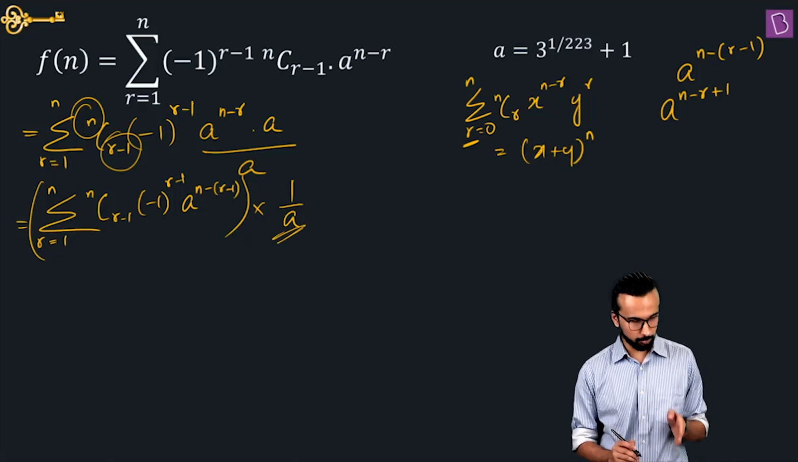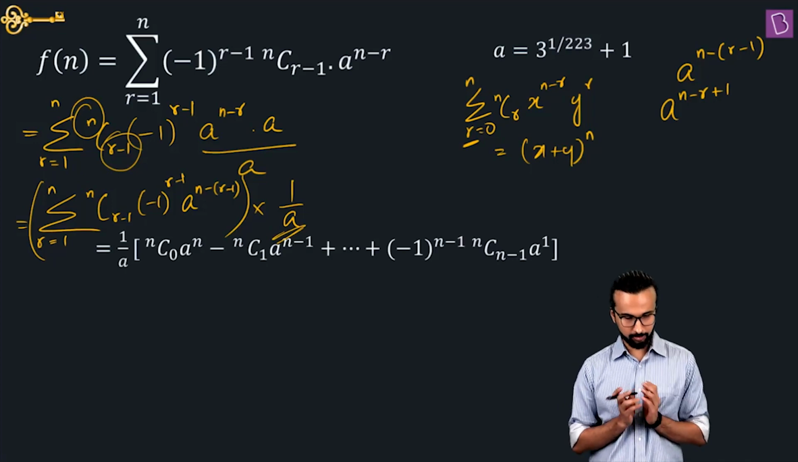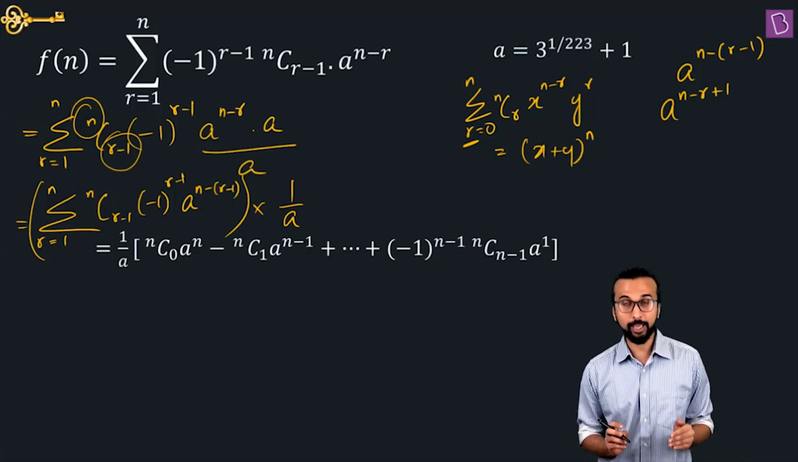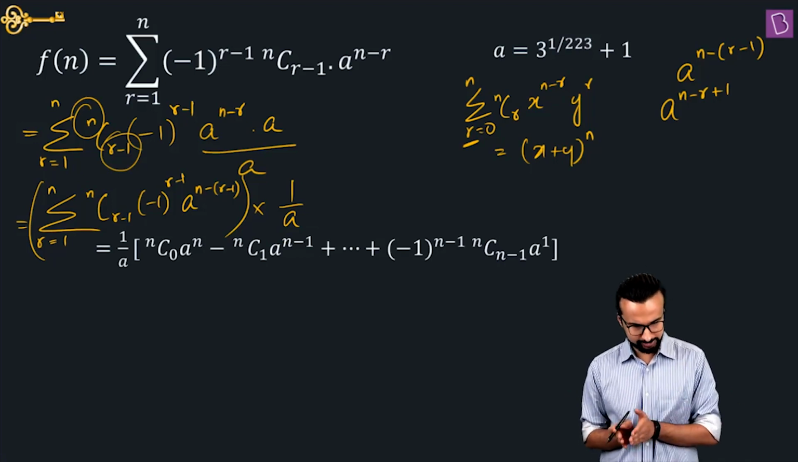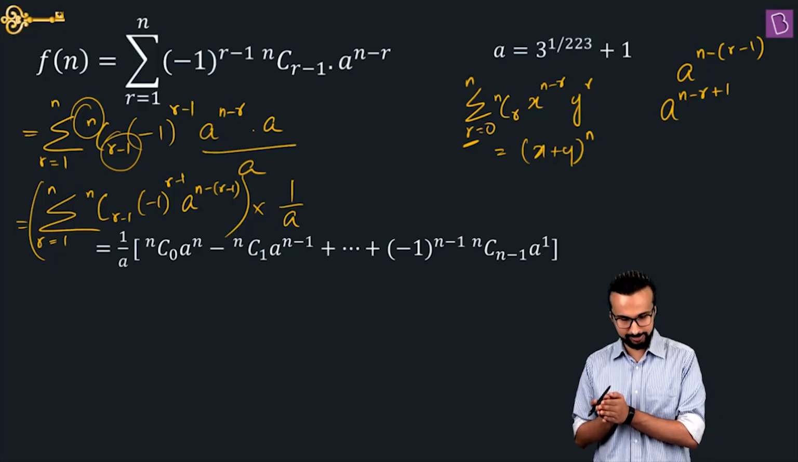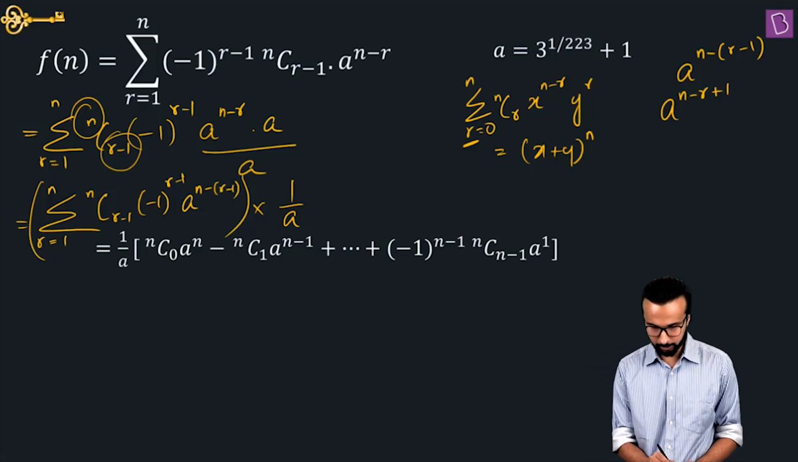And let's expand this. Put values of r between 1 and n. What happens here? When I put values of r between 1 and n, I can see that this becomes 1 by a into nC0 a power n, binomial theorem. That's how we are expanding it. Minus nC1 a power n minus 1 and so on till nC(n-1) a power 1. Alright, that is how I'll expand this.